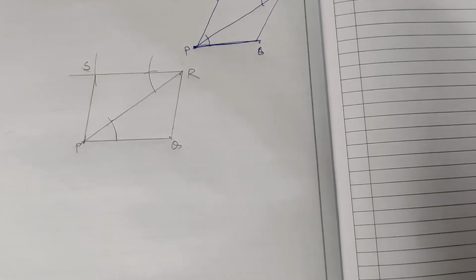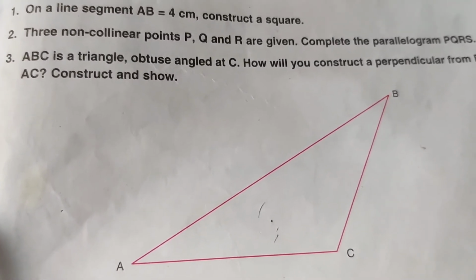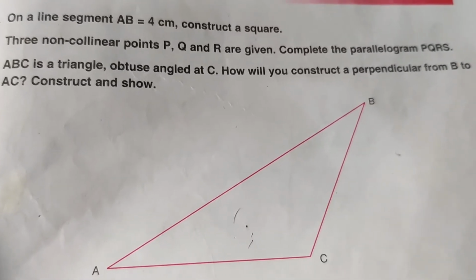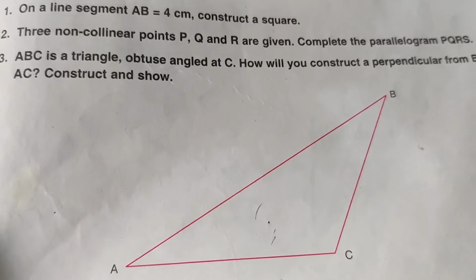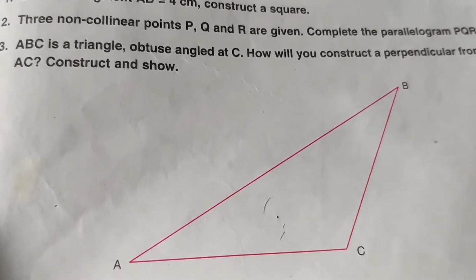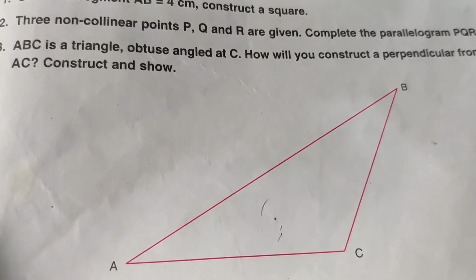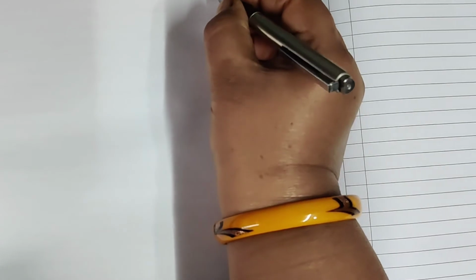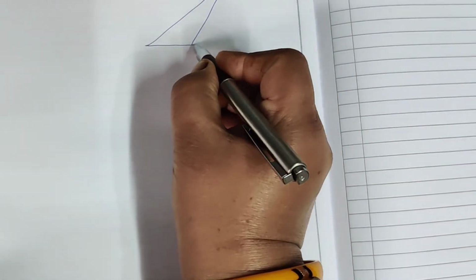Okay. Third and last question. ABC is a triangle, obtuse angled at C. Now construct a perpendicular from B to AC. Construct and show. Okay. This is the figure given of an obtuse angle triangle. ABC is a triangle obtuse angle at C.